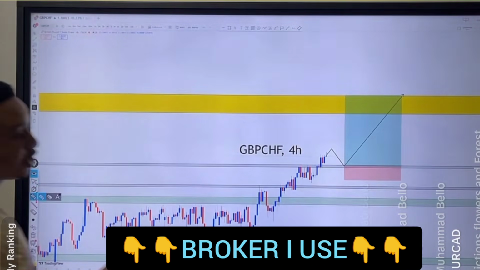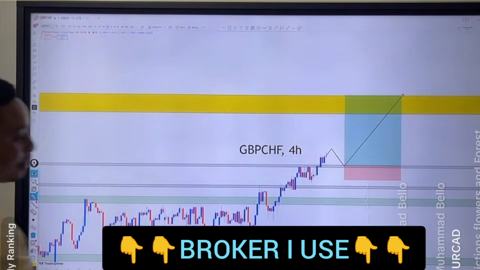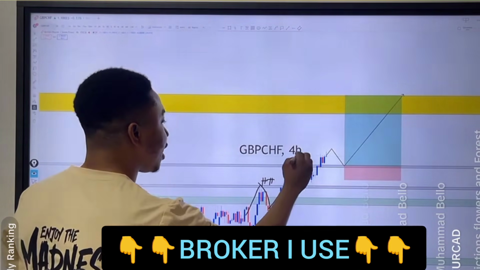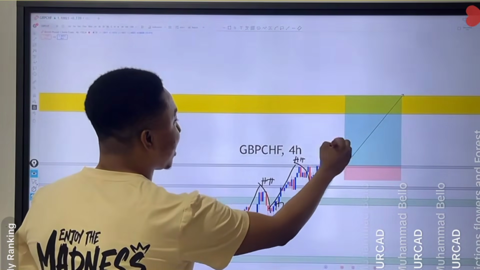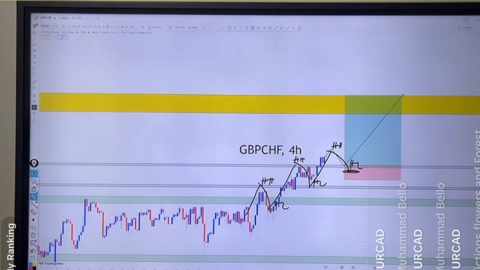So on the 4H, we have the upper zone and the lower zone. Price is in an uptrend: higher high, higher low, higher high, higher low. We are waiting for the next higher high, the next higher low, and we buy on candle confirmation to the upside. So GBP CHF, this is also a full and complete technical analysis.